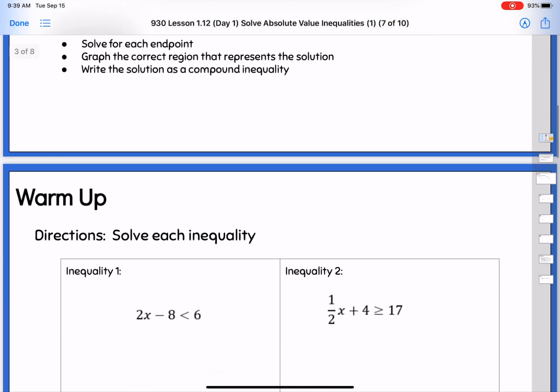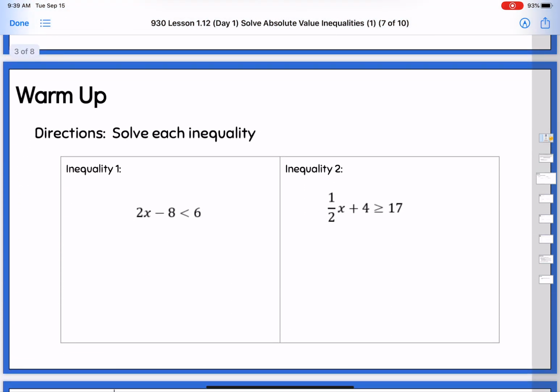So let's just kind of jump right into it. Let's just do a little warm up on remembering how to solve inequalities. So go ahead and pause your video and take a shot at these two warm up problems.